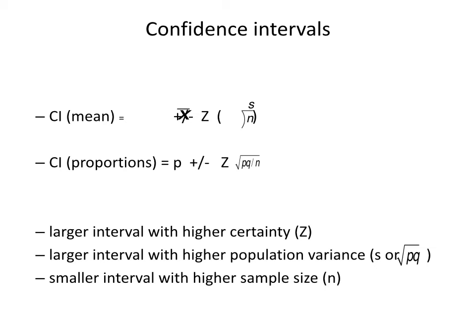You also have a larger interval when the population variance is higher. That population variance is reflected in a higher sample variance, S, or a higher sample variance for proportion, which is the square root of PQ, higher sample standard deviation. And in both cases, you'll have a smaller interval with a higher sample size, a larger sample. In all cases, increasing sample size gives you more information, and that increase in information is reflected in a smaller confidence interval for the same level of certainty.